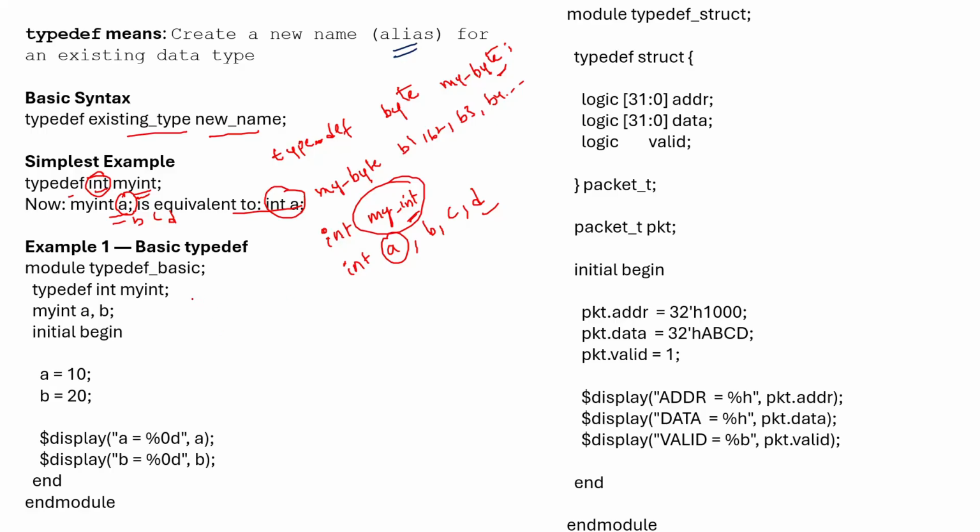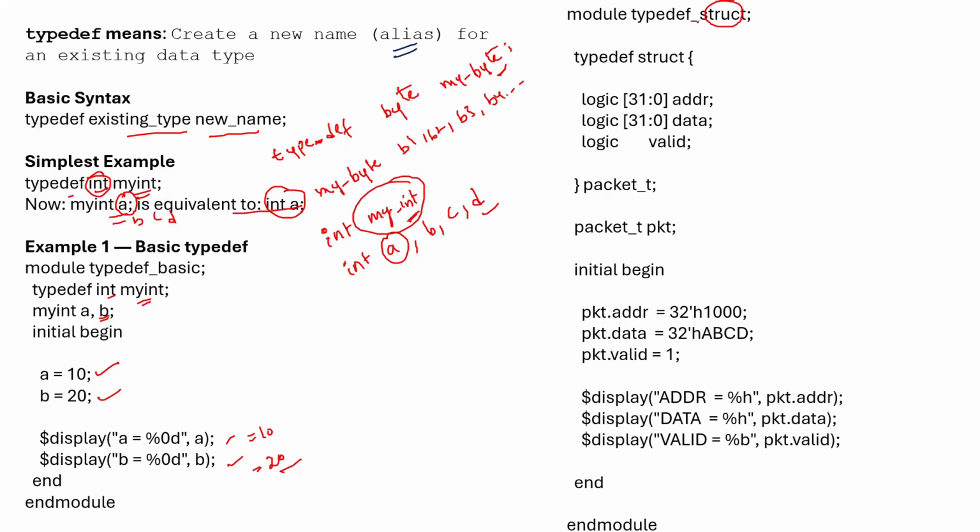In this typedef, I'm writing the code. What code am I writing here? Typedef int my int. In this, my int a and b are there, so both of these act like an integer data type. Inside the initial begin, I'm assigning some values. After that, display those values. Then we will get a equal to 10 and b equal to 20 here.